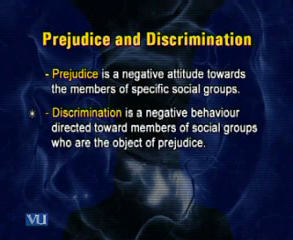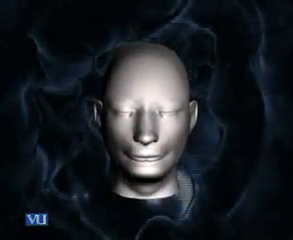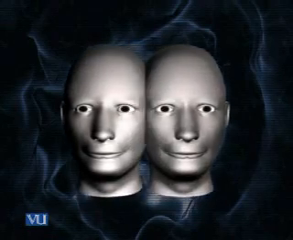Prejudice and discrimination are strongly based on stereotypes one has about members of another group. And stereotypes are beliefs about the personal attributes shared by people in a particular group or social category. So this has a cognitive element. Our stereotypes are cognitive beliefs about the unfavorable qualities of other groups. And stereotypes heavily determine our prejudice and discrimination.